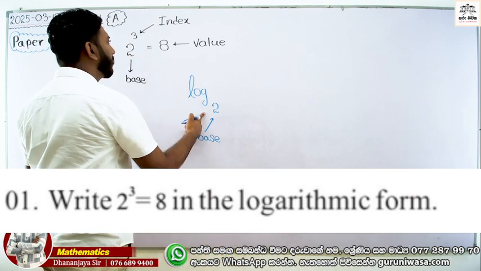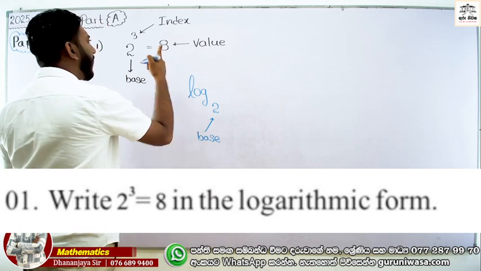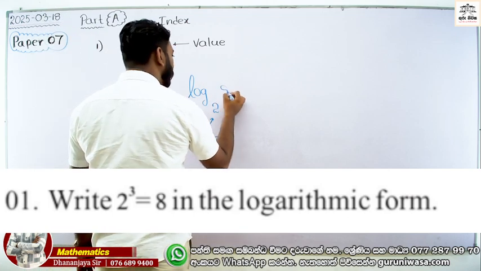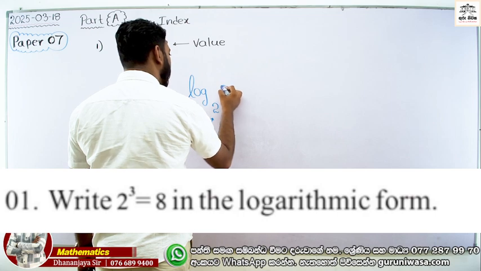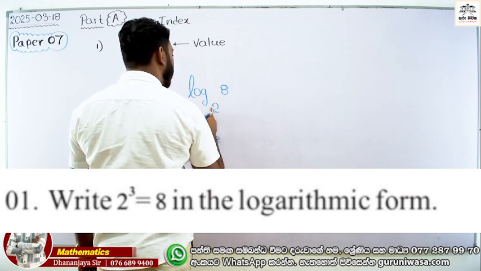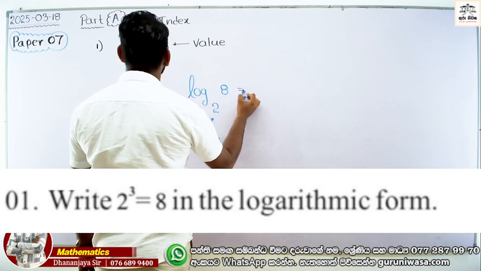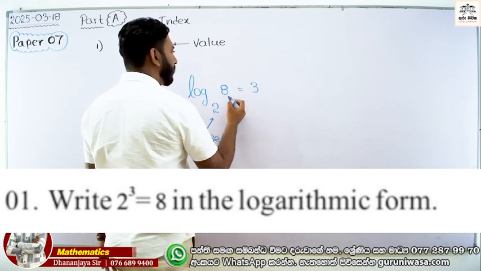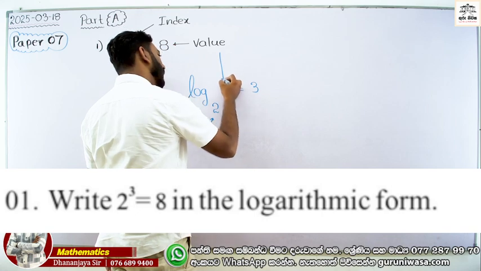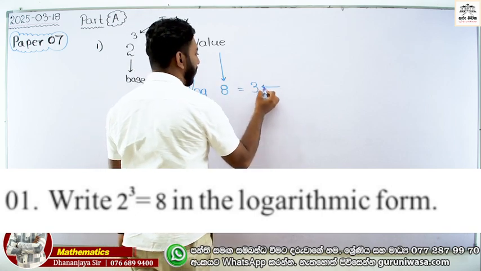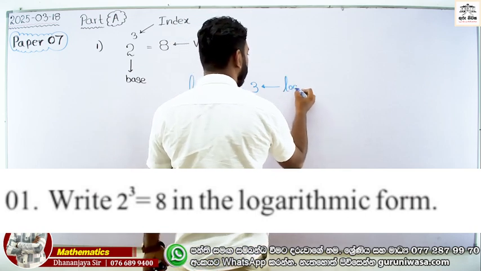Log 2 and the 8 becomes the value. The logarithm of 8 to the base 2 is equal to 3. And this is the value. This we call a logarithm.